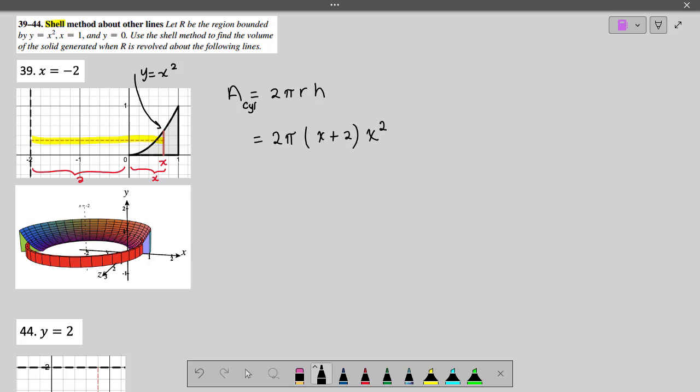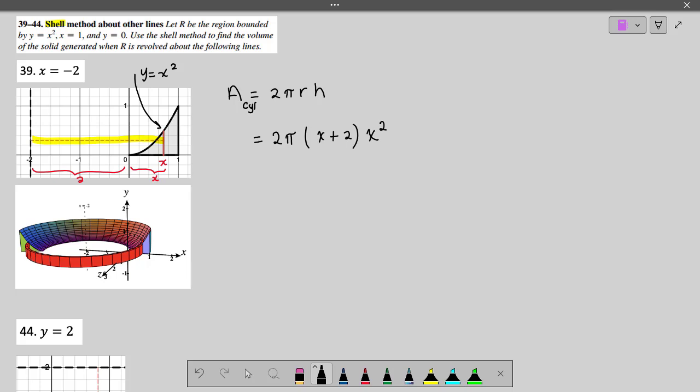The one thing that's a little bit complicated about shells is that we have both a horizontal piece and a vertical piece. Whereas with discs and washers, everything's going in the same direction. You're either dealing with horizontal or vertical, not both at the same time. So there is our cylindrical area at a random x. All these x's between 0 and 1, that's going to be our integration interval. That's where the region is.